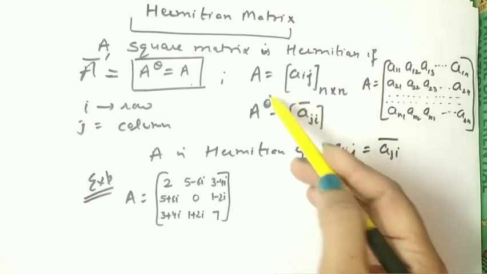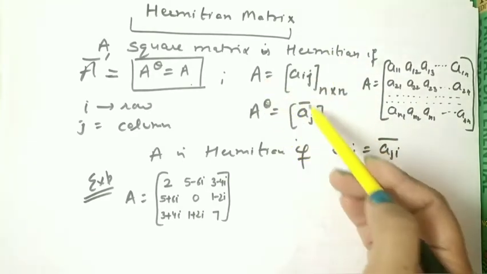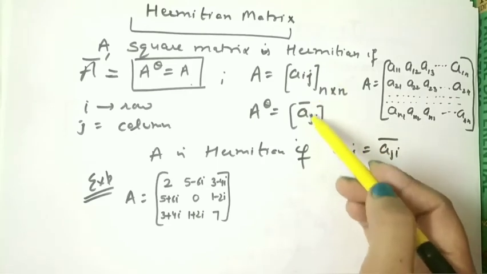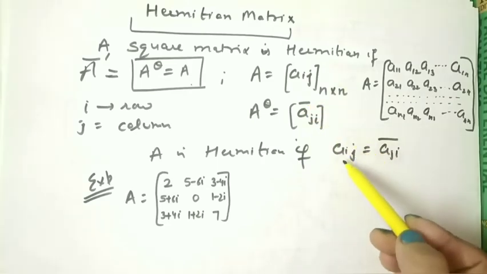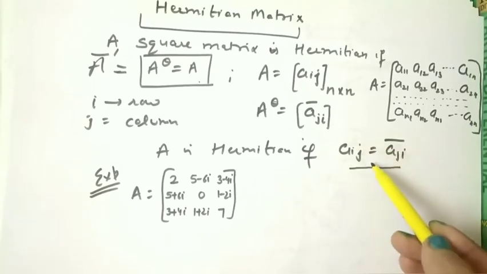So what is the condition for a Hermitian matrix? These two things should be equal. These two are equal if the corresponding elements of the two matrices are equal. So the corresponding elements give us this condition. This is another definition of a Hermitian matrix.